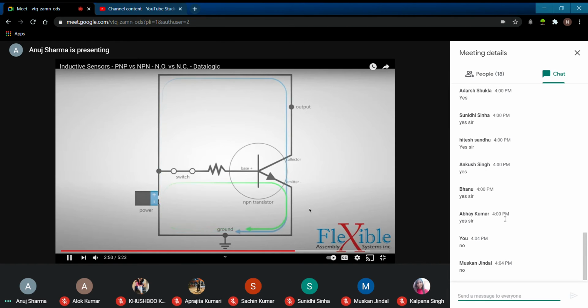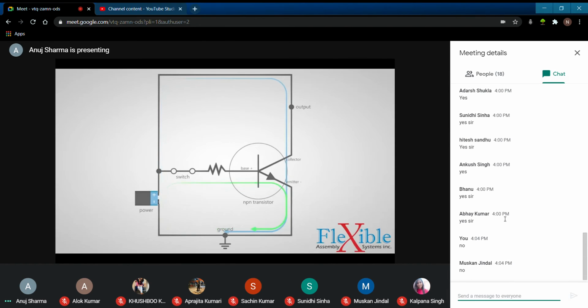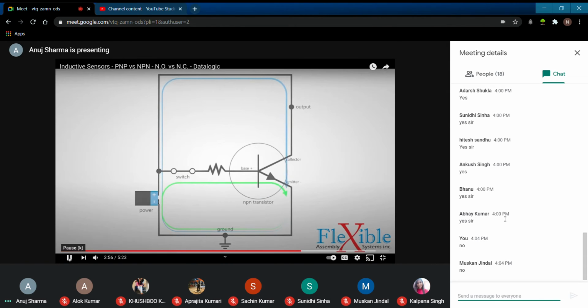If we were to add an output to the circuit, it would be between the positive terminal and the collector. This diagram shows this.